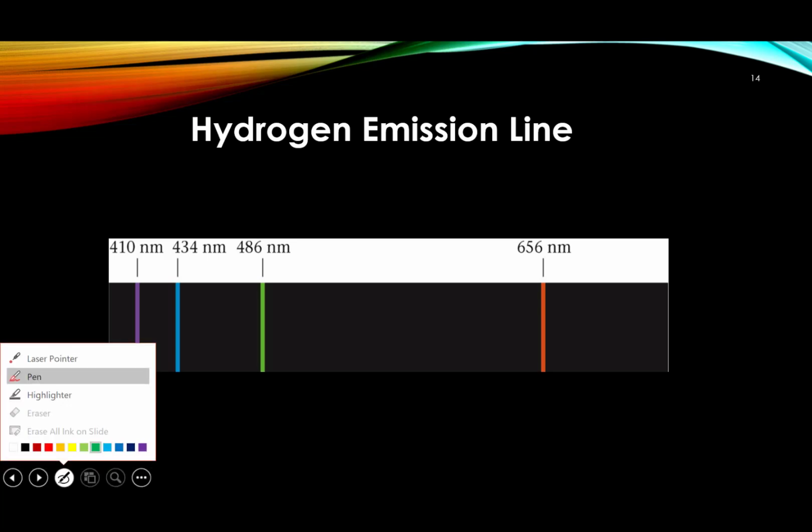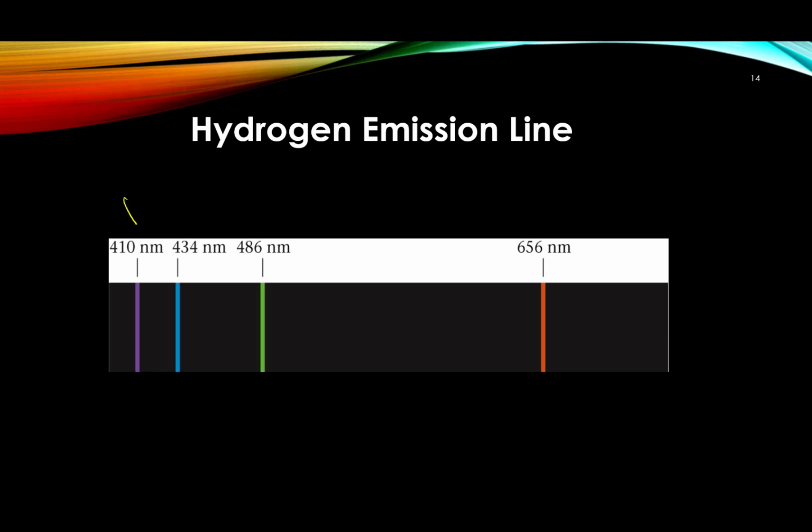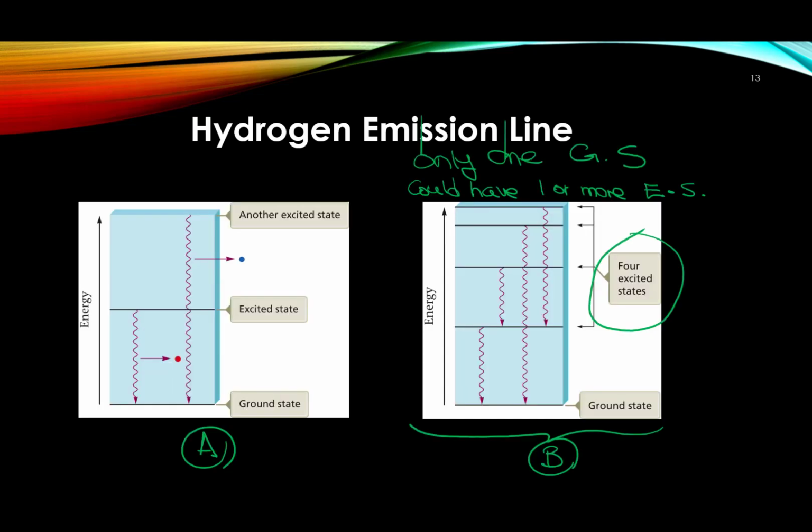The wavelength for one of them is 410. The second one is 434 nanometers. The third one is 486 nanometers. And the fourth one is 656 nanometers. You don't need to memorize these numbers at all. That's all I want you to understand: these numbers come from the hydrogen atom going back down to the ground state.